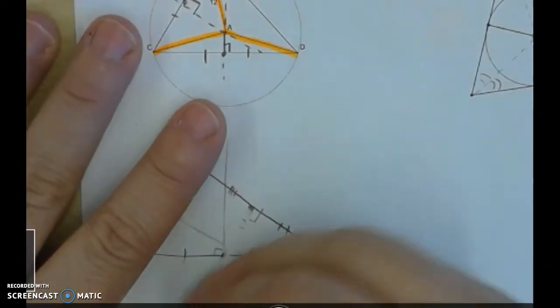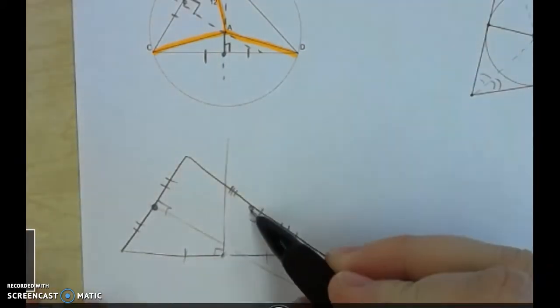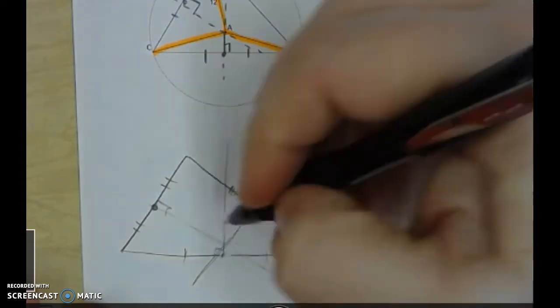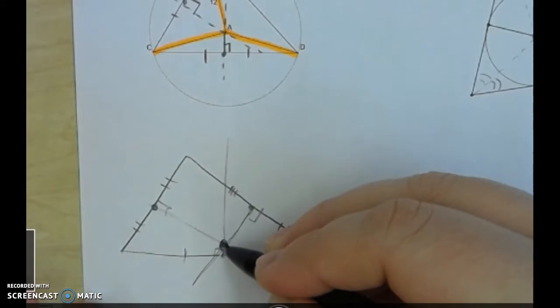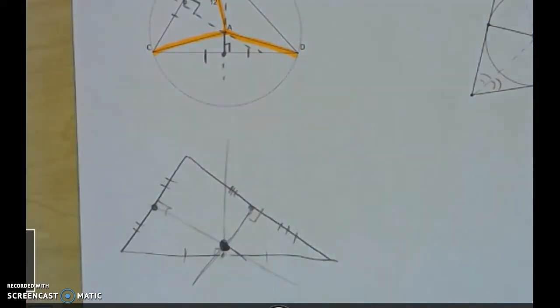Because I'm not folding it and doing it as accurately as possible, I'm going to cheat a little bit. There we go. So this right there, that's the circumcenter. If I had you measure and fold, you can find it exactly. I do want to say sometimes the circumcenter is inside the triangle, outside the triangle, or on the triangle. So it can be in different locations.